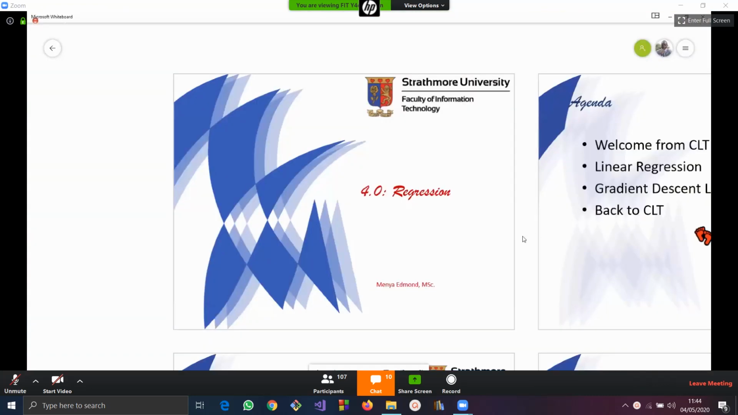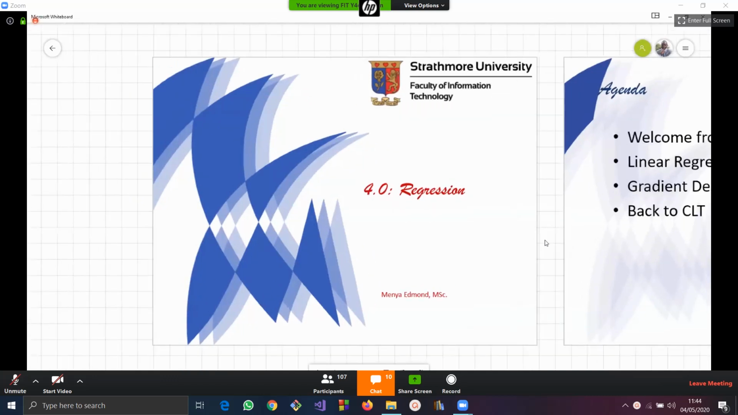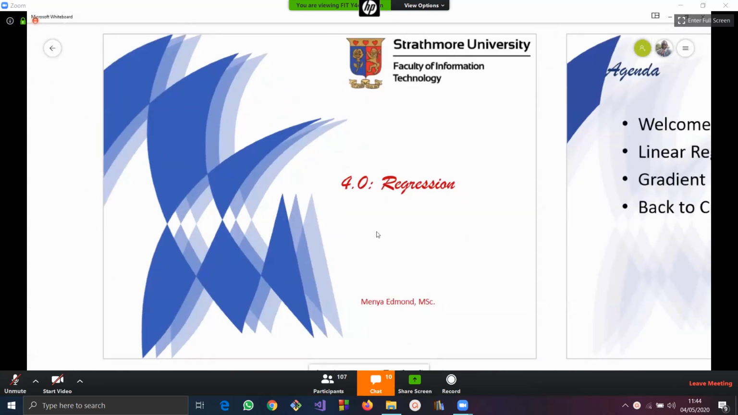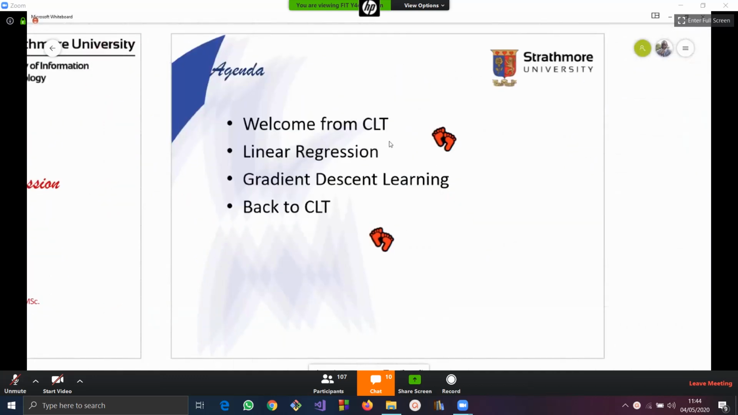So now, today I'm going to talk about introduction to regression, then proceed with regression. So regression is one of the tasks, basically what regression is able to do. I'm just welcoming you from computational learning theory. And then I want to discuss today majorly linear regression, and we are going to train the regressor using gradient descent learning. And then we'll be back to computational learning theory.